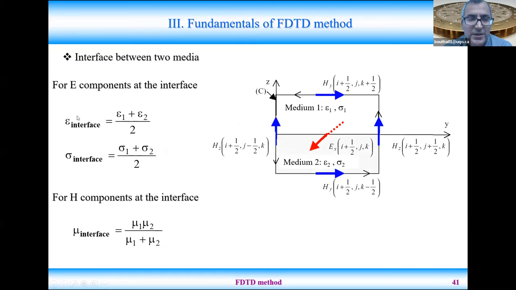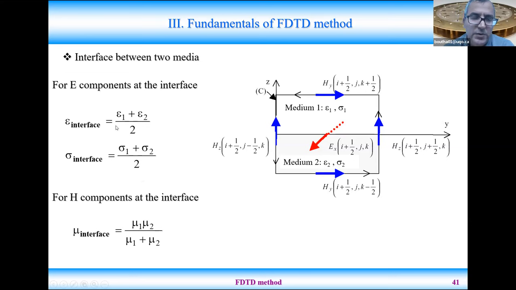Okay, so this explains why at the interface we're going to use epsilon 1 plus epsilon 2 over 2, and the same thing for sigma, sigma 1 plus sigma 2 over 2. And if we go to the equation for the update of H, we can do the same thing that I have done, and we found that the permeability at the interface should be like this.